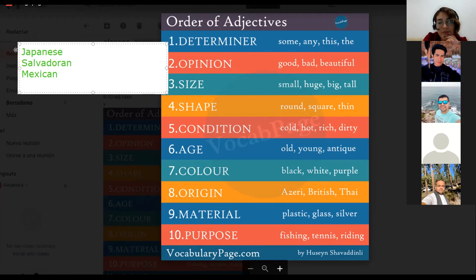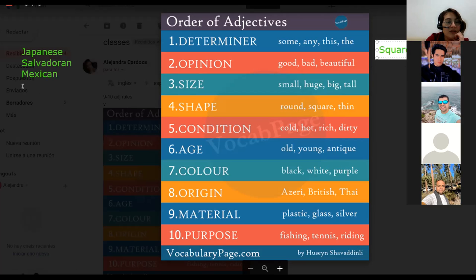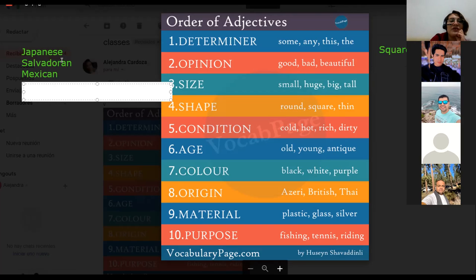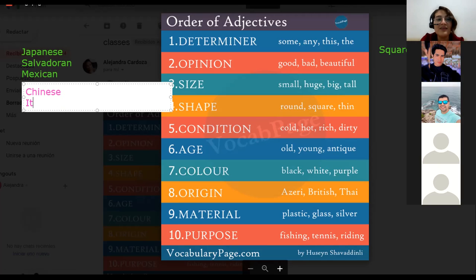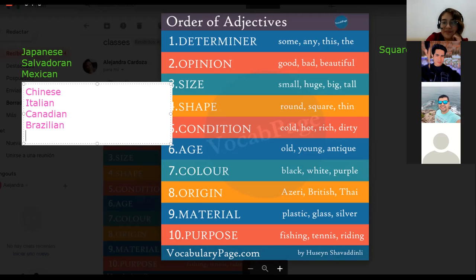¿Qué otras se les ocurren? ¿Es square la que vimos? ¿Square? Sí. Ok, ¿qué decíamos que era square? ¿Qué vimos que era square? Cuadrado. That's right. Cuadrado. Let's put it here. All right. And what about the nationalities? What other nationalities do you know? ¿Qué otras nacionalidades conocen? Chinese. Y Mexican. What else? Italian. Canadian. Brazilian. French.